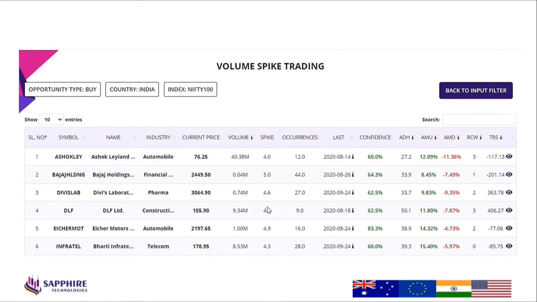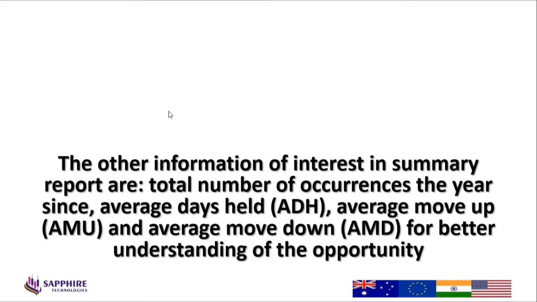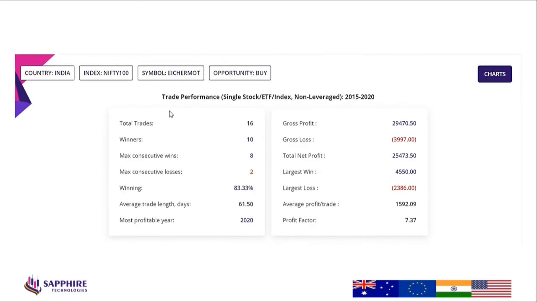So this is just the initial report, or the summary report, and there will be a detailed report. So this is the first page of the summary report, and then you can look for more information in the detailed report. So the detailed report looks something like this.